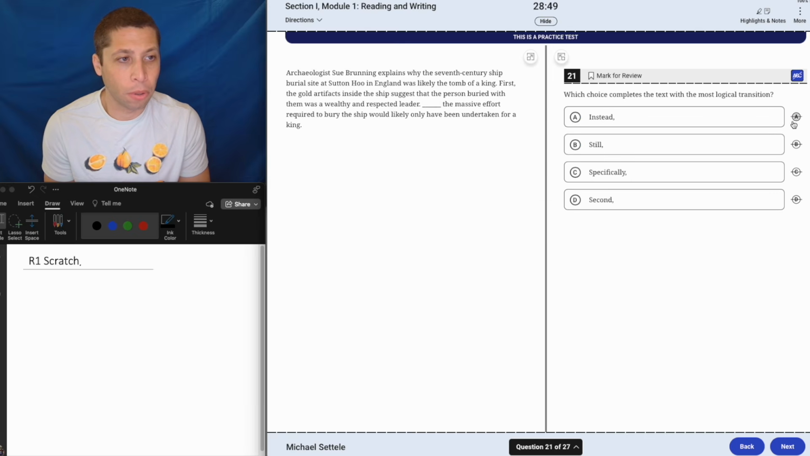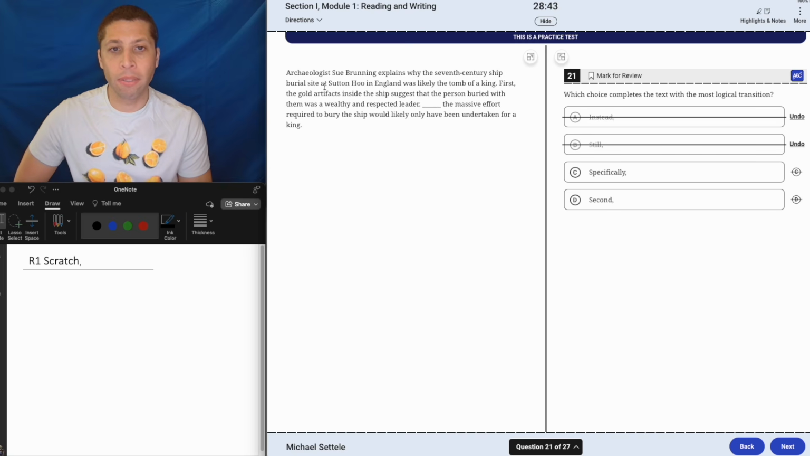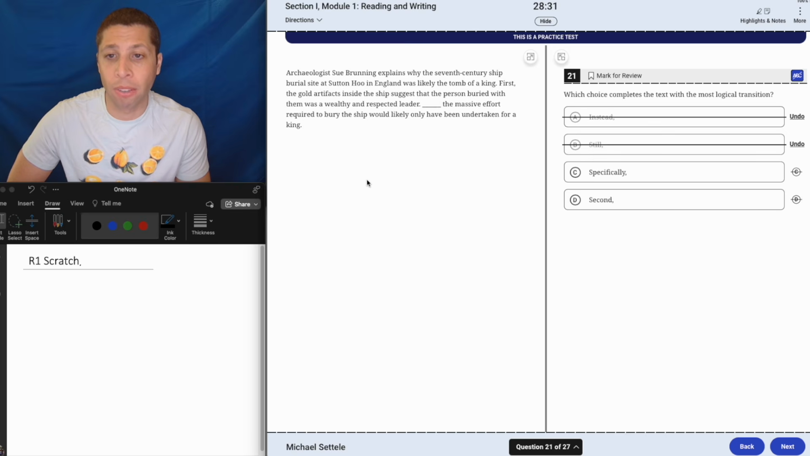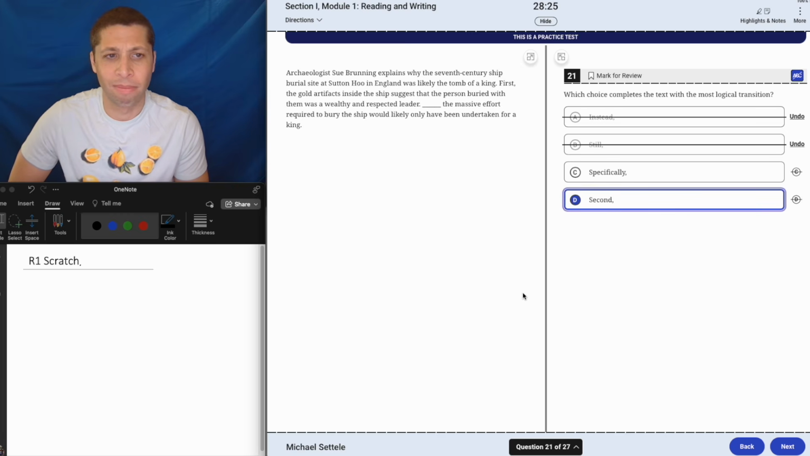Okay, so these are both but words, so it's probably not one of those, but let's see. Archaeologist Sue Brunning explains why the 7th century ship burial site at Sutton Hoo in England was likely the tomb of a king. First, the gold artifacts inside the ship suggest that the person buried with them was a wealthy and respected leader. The massive effort required to bury the ship would likely only have been undertaken for a king. First, second, right? Yeah, seems obvious.